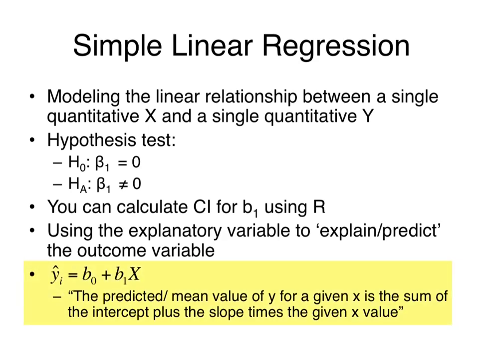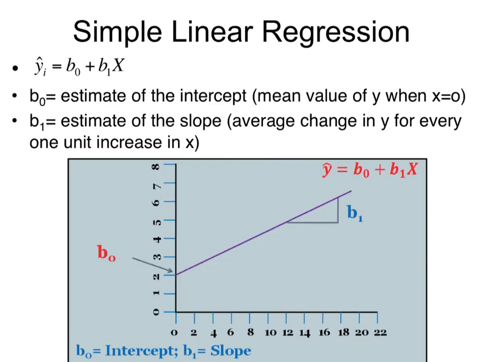With simple linear regression, we fit a line to model the linear relationship between x and y. So this is the formula for the fitted regression line. The y hat is the predicted value of y for a given value of x. In other words, it's the mean y value for a given value of x. So the predicted mean value of y for a given x is the sum of the intercept plus the slope times the given x value.